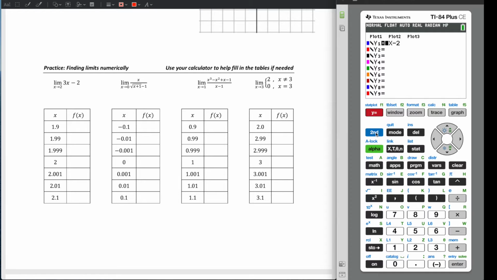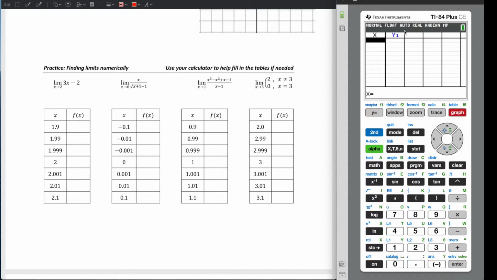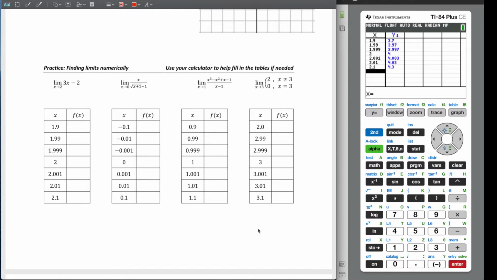So easiest way of doing that is to hit second table set and go down to this independent auto and switch it over to ask. So now when we go into the table, it doesn't automatically fill anything, and we can basically type in what we want. So I want to do 1.9, and hit enter, 1.99, enter, 1.999, enter, 2, 2.001, 2.01, and 2.1. You can see that it gives me all of those lovely y values. So here we go. I'm just filling them in on this side.